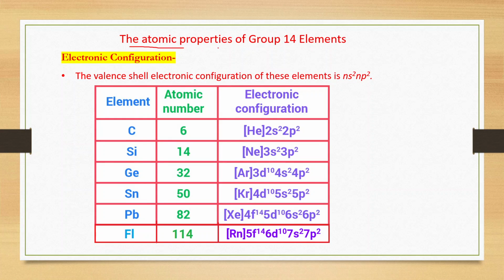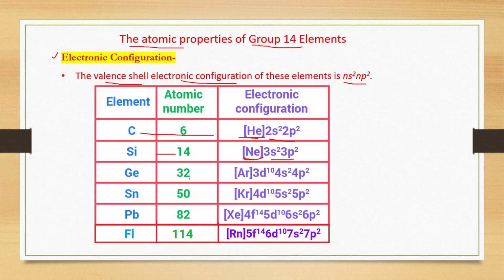Now, atomic properties of group 14 elements. First of all, electronic configuration. The valence shell electronic configuration of these elements is ns2np2. You can see this is carbon, helium 2s2 2p2, silicon, neon 3s2 3p2. In these two elements, the inner core is represented by noble gases helium and neon respectively.